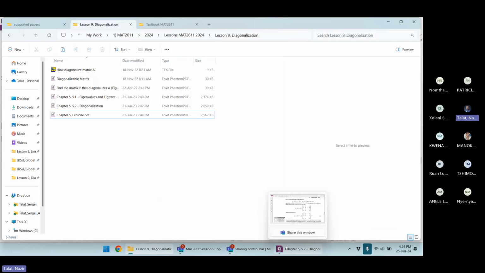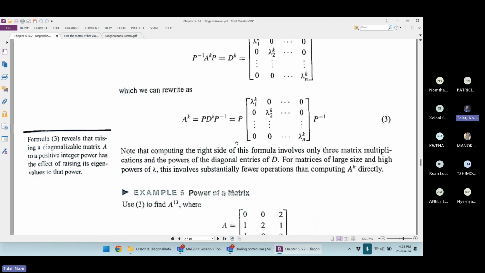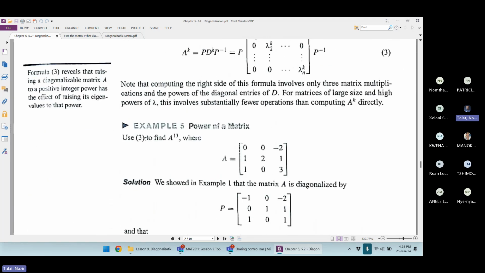This relation, we can find it, and here is one useful example. For example, find A power 13, where A is this matrix. There is a long method, like we can do A square, A cube, and multiply again and again. But with the help of this formula, we can simply find it. And there is also one exercise, one assignment problem for you, to find A power n with any value of n.